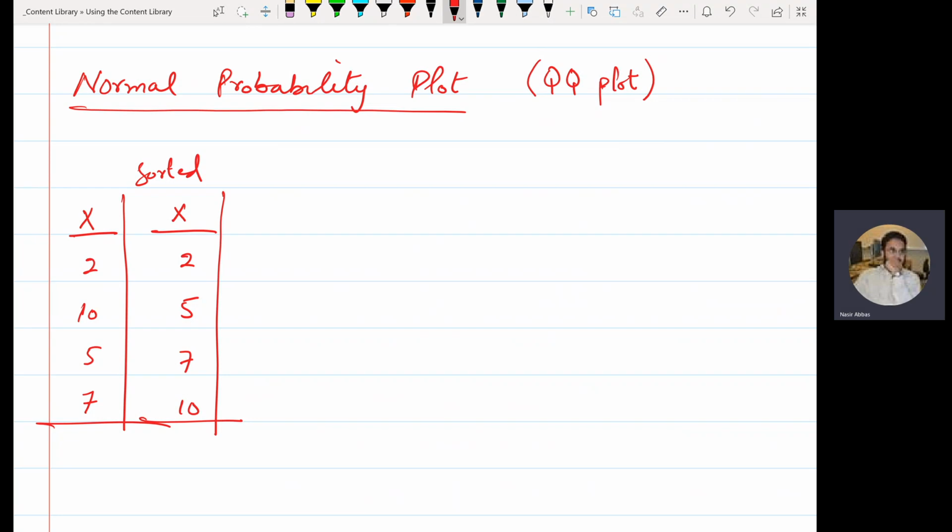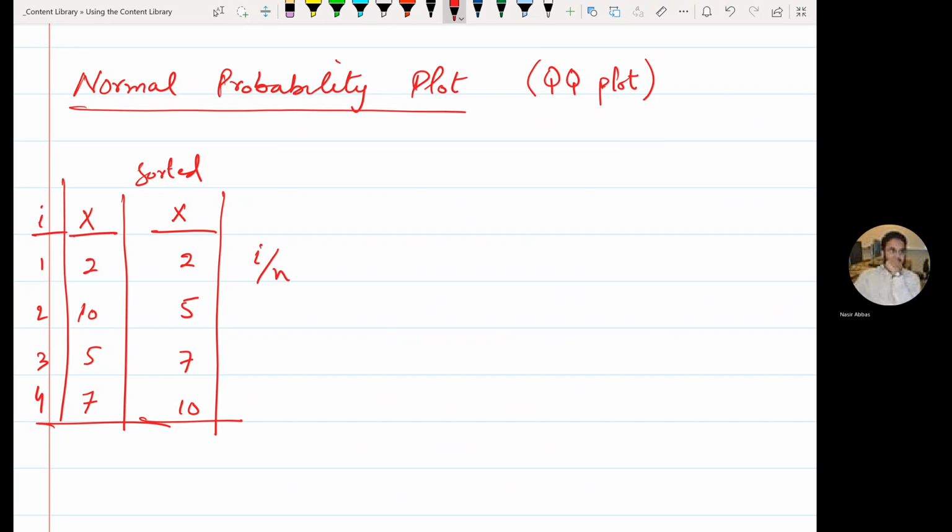Now, my question to you is, what percent of the values in sample are less than or equal to 2? 25%? I should write it as, if i is the sample value number 1, 2, 3, 4, I should write it as i over n, where n is 4. Clear? Let me write it like this. 1 over 4. 25% of the values are less than or equal to 2.